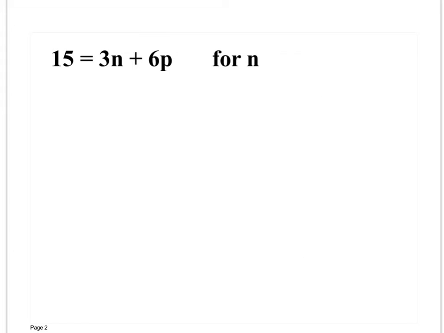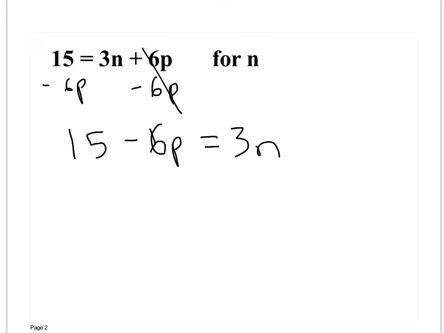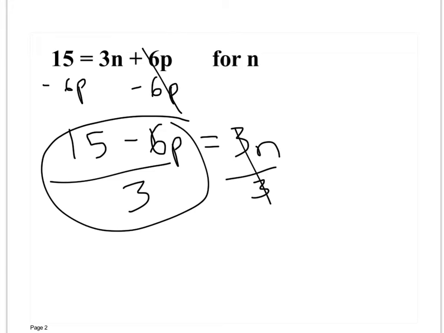Alright, we have 15 equals 3n plus 6p. We are solving for n. Like I said, we're trying to get a variable by itself. What we're going to do later on is they're going to give us formulas, and you'll have to solve for a certain variable inside the formula. So I'm going to get n by itself, so I do the opposite to everything else. I subtracted 6p from both sides. Then I'm going to divide both sides by 3, and there's my answer.